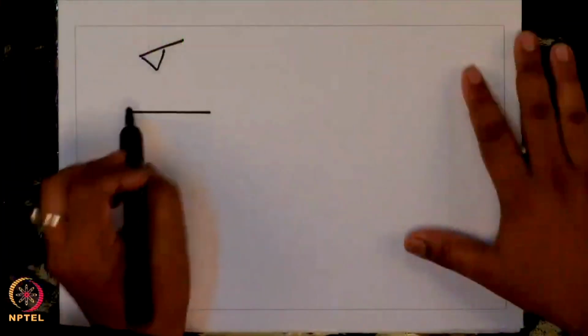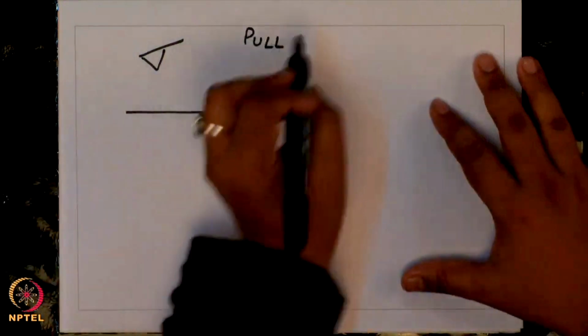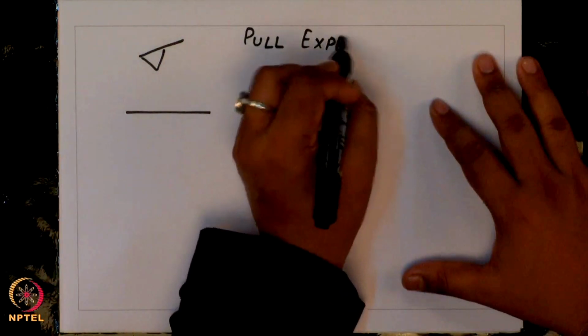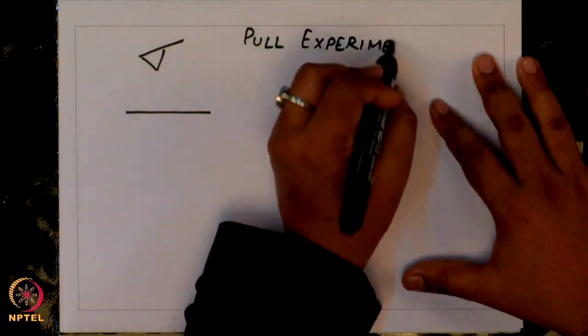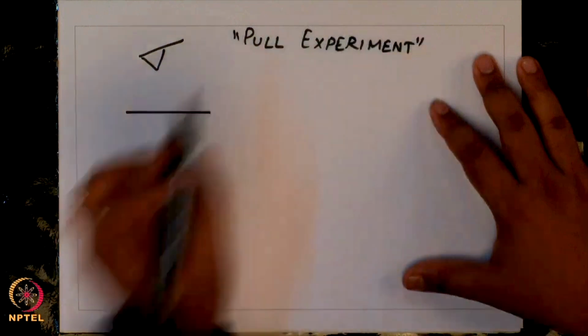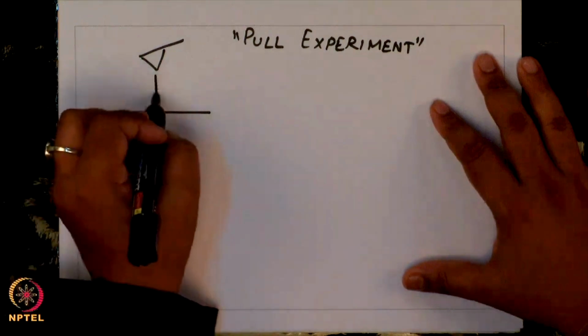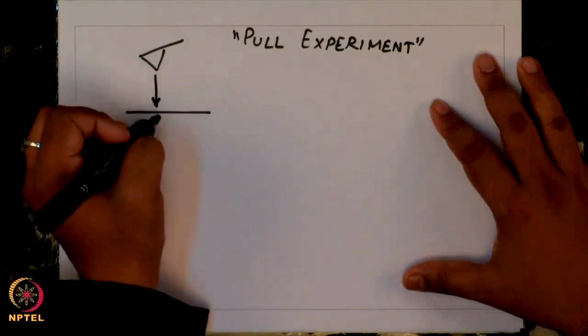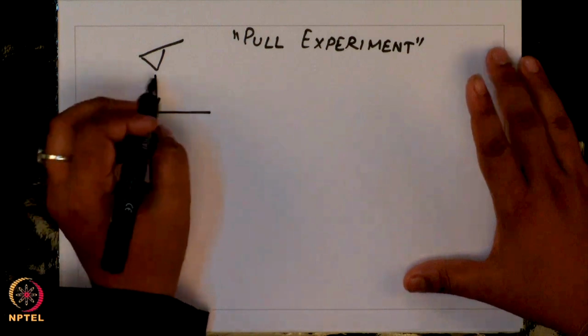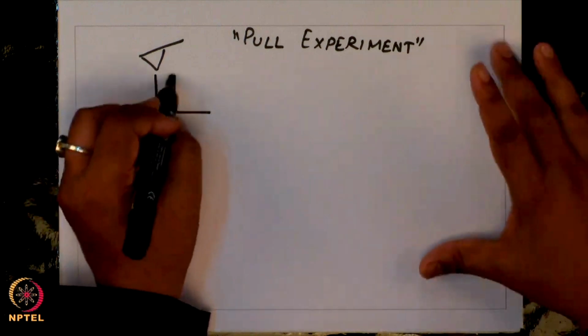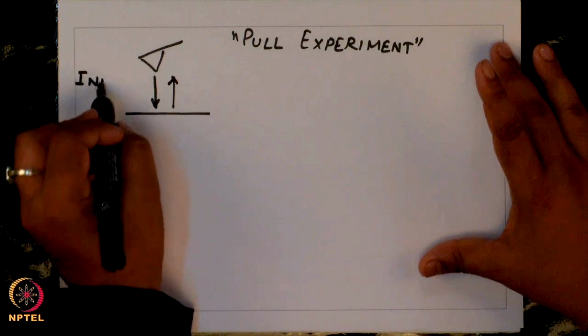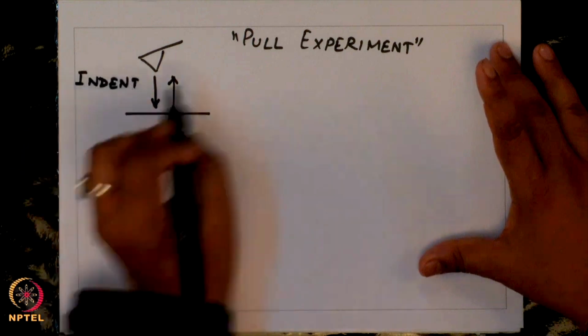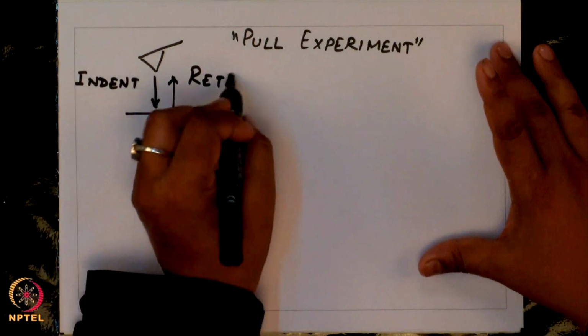So, I also mentioned what you do with the tip on a surface. If you have a surface, whatever be the surface, you do one pull experiment. What is a pull experiment? The pull experiment is essentially the tip goes down and it stops once it reaches a critical force, and then it comes up. So, this is your indent portion and this is your retract.